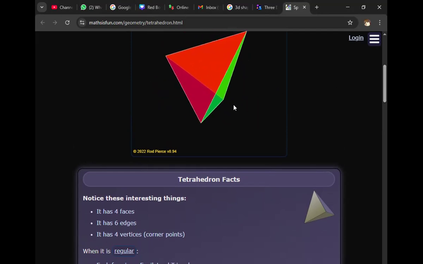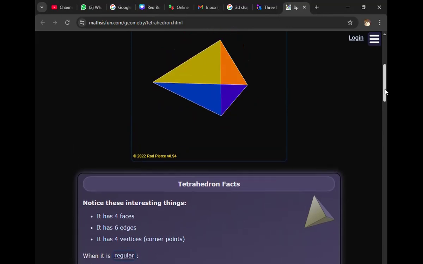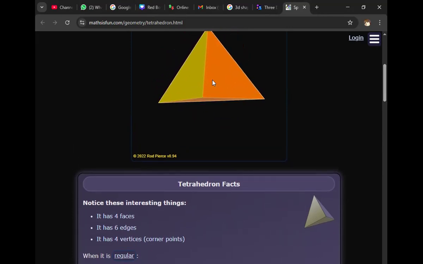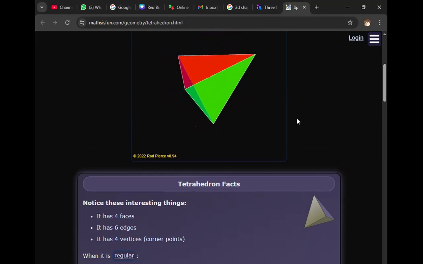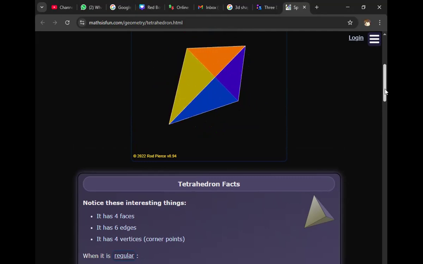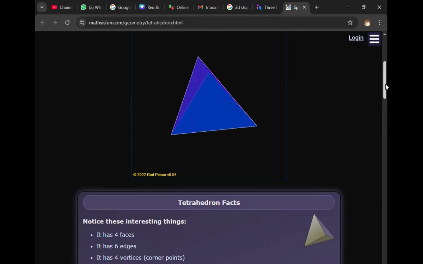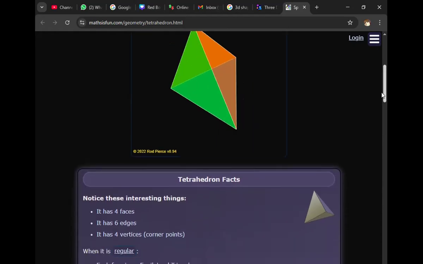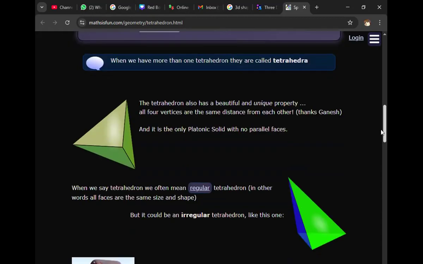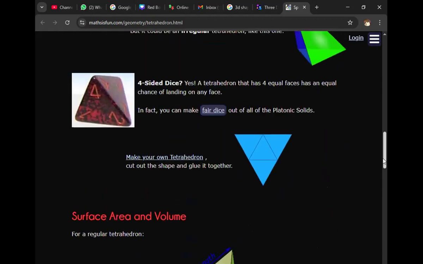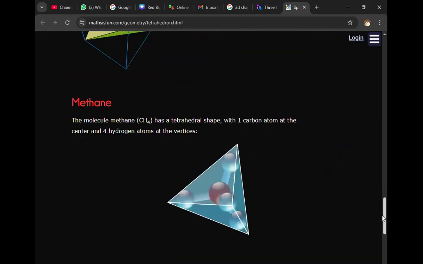When this is regular, this becomes equilateral. But we can build this using some different faces as well, like other triangles. So we can use that also. Okay. Do I have another one? So this is a die, a four-sided die. All the things are here.